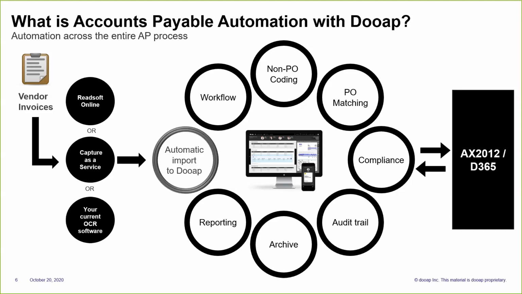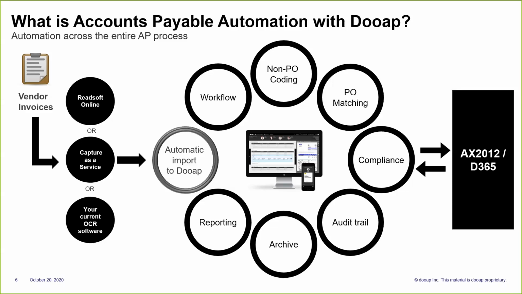So Dooap provides you with everything you need for your accounts payable team for invoice processing, including an approval workflow that lives outside of the restrictions of the built-in Dynamics workflows. That's designed specifically for invoice processing. The coding of non-PO invoices, which can be coded to both ledger accounts or projects, and the coding is validated in real time against the account structure that lives within Dynamics.